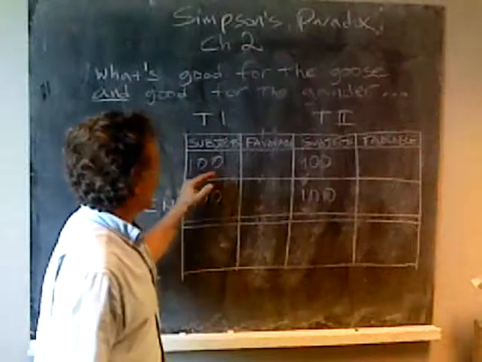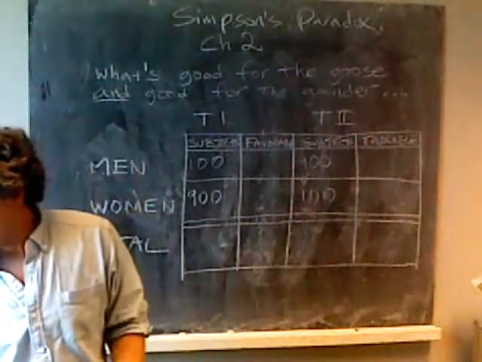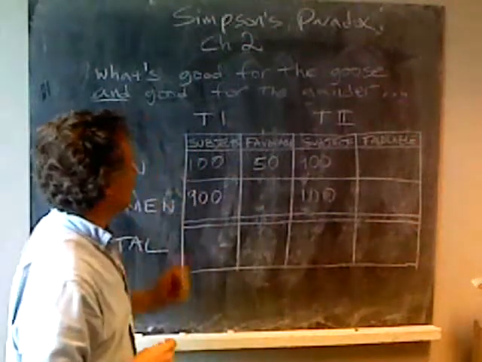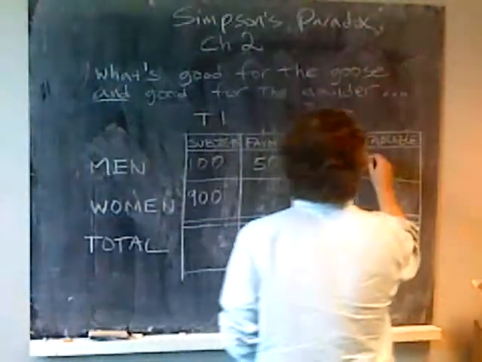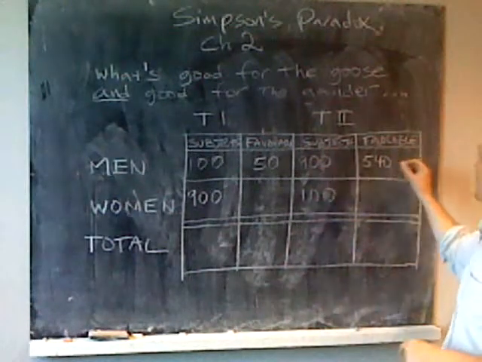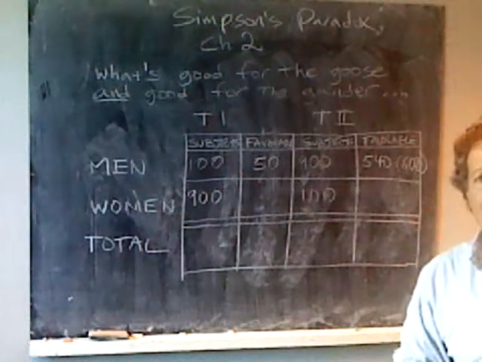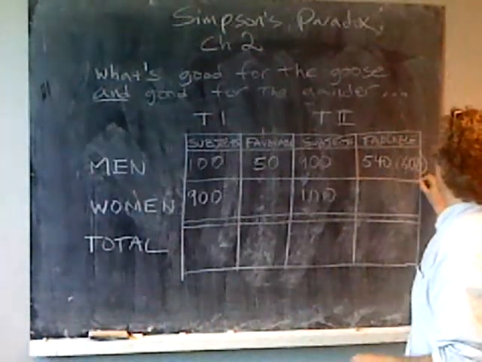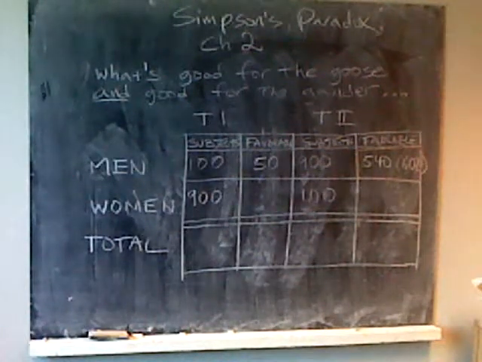So what I'm going to do is tell you, of these, how many of them responded favorably to the treatment. Okay, so of the men, 50 men responded favorably to treatment 1. So that's a 50% favorable response rate. And of the men, 540 responded favorably to treatment 2 out of the 900 who tried it. So I'll just put in brackets that that's a 60% favorable response rate. So what that means is that the winner, as far as the men were concerned, is treatment 2. Okay?